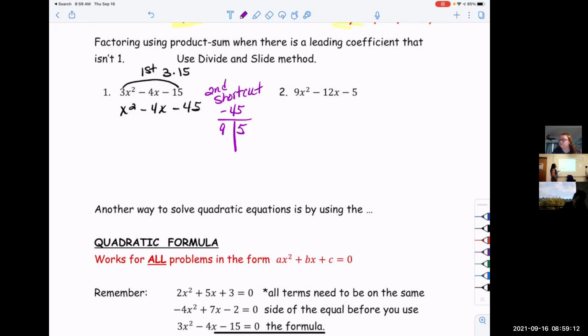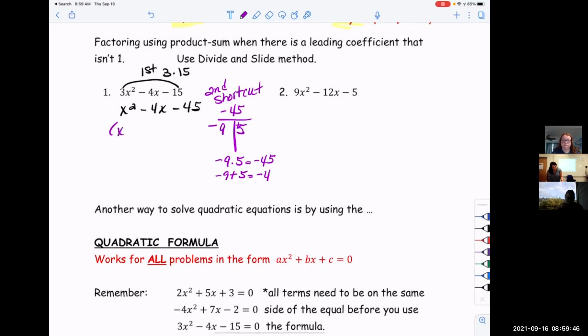Okay, so that's going to give us 45, but we've got to deal with our signs. Now we're subtracting, so that means 1 positive and 1 negative. So which one needs to be negative? The king of the hill, right? 9. All right, so negative 9 times 5 is negative 45. Negative 9 plus 5 is negative 4. That's just me checking. All right, it works out.